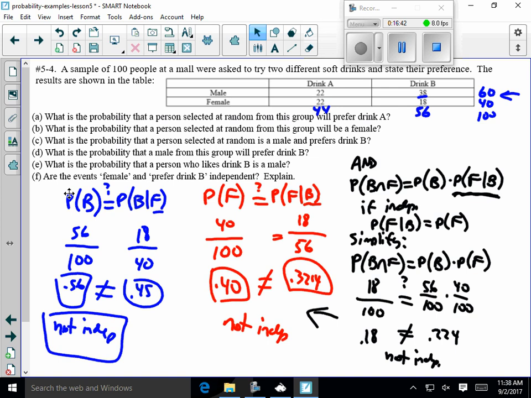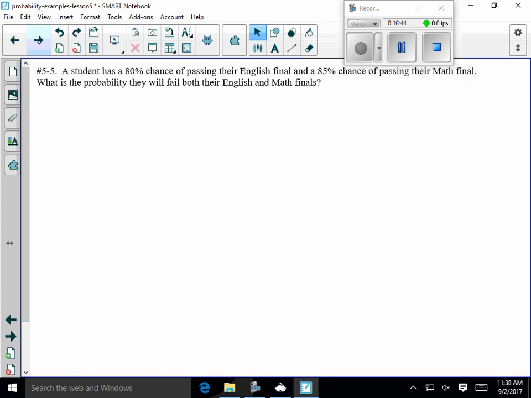Okay, let's look. We've got 3 more problems here, I think. Yep, we'll continue on here. A student has an 80% chance of passing their English final and an 85% chance of passing their math final. What's the probability that they will fail both their English and math finals? So pause and give this a try.